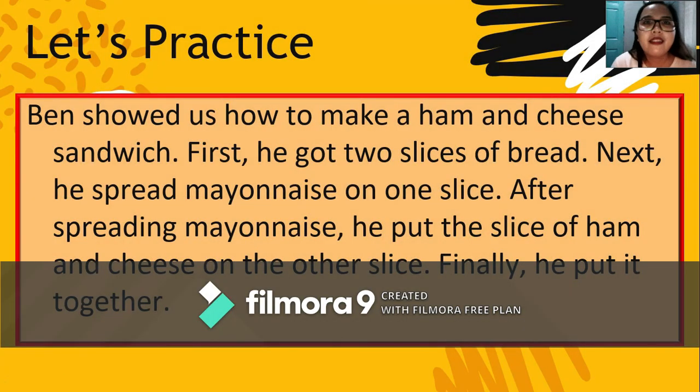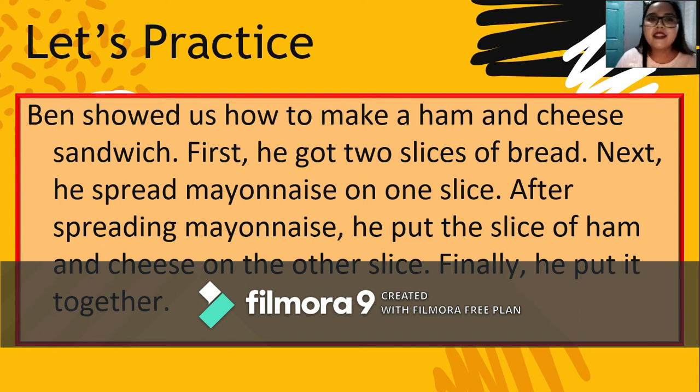Now let's practice. You have to remember the events. So Ben showed us how to make ham and cheese sandwich. First, he got 2 slices of bread. Next, he spread mayonnaise on one slice. After spreading mayonnaise, he put the slice of ham and cheese on the other slice. Finally, he put it together.